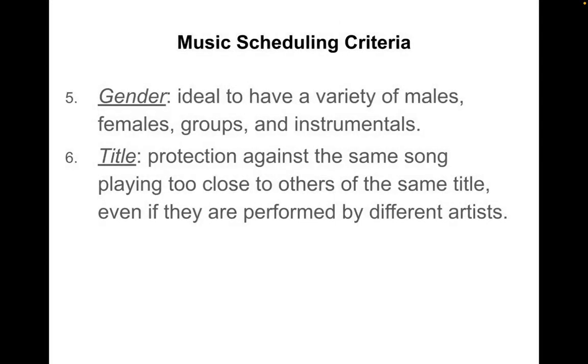It is ideal to have a variety of songs performed by males, females, groups, and instrumentals spread through the playlist. Gender is also assigned to each song, and rules are created to ensure an assortment of genders play throughout each hour. Music logs also protect against the same song playing too close to others of the same title, even if they are performed by different artists.